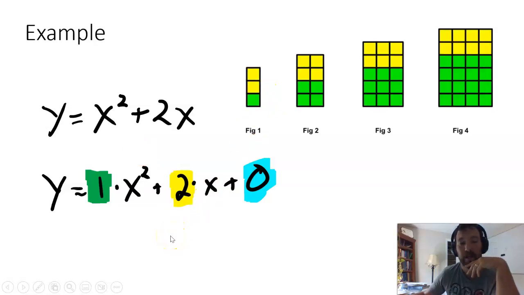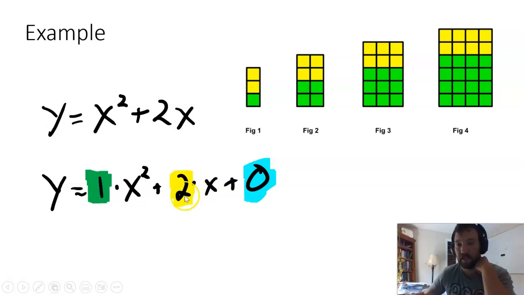And so I went ahead and I colored this in for you. I color-coded it. If you just look at the green part of the pattern, you will see the green squares. There's a 1 by 1 square in the first figure, a 2 by 2 in the second, a 3 by 3 in the third, and a 4 by 4 in the fourth. So that is this 1x squared part in green. It's telling you do the square part of the pattern. Where does the 2 come in, the yellow 2?